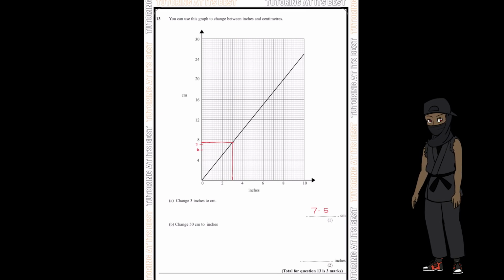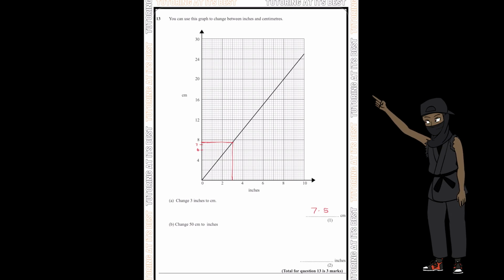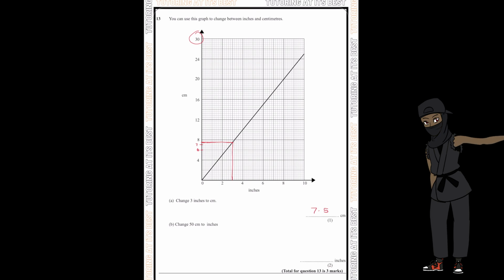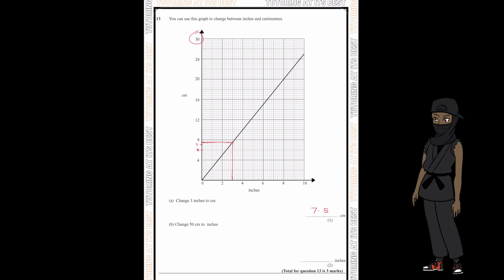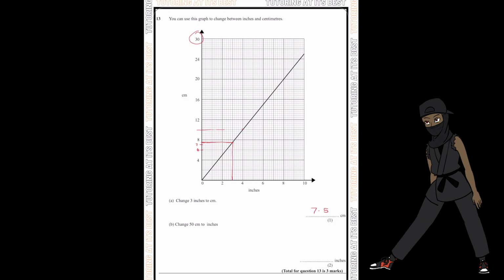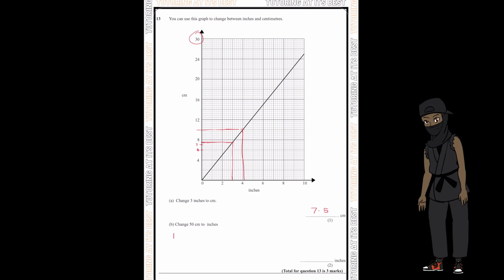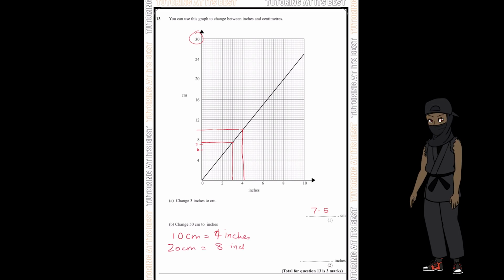Marvelous. Okay, part B, change 50 centimeters to inches. But how can we possibly do that if our y-axis only goes up to 30 centimeters? Oh, here's the trick. So we first find out what 10 centimeters would be. So again, if I go ahead and dive into 10 centimeters, we now know that that would be 4 inches. So if 10 centimeters equals 4 inches, then 20 centimeters must equal 8 inches.